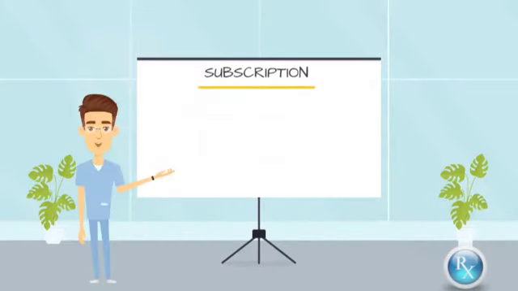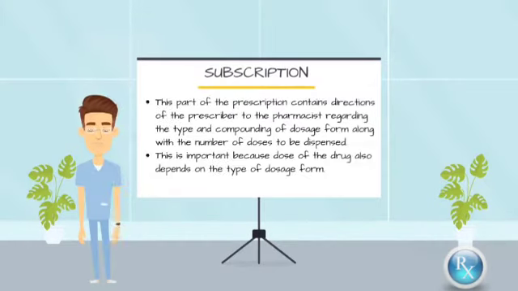This part of the prescription is called subscription. This part of the prescription contains directions of the prescriber to the pharmacist, regarding the type and compounding of dosage form along with the number of doses to be dispensed. This is important because dose of the drug also depends on the type of dosage form.